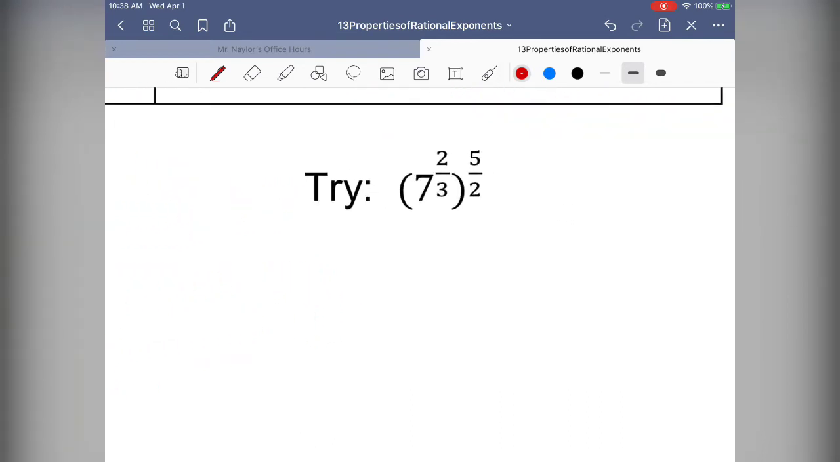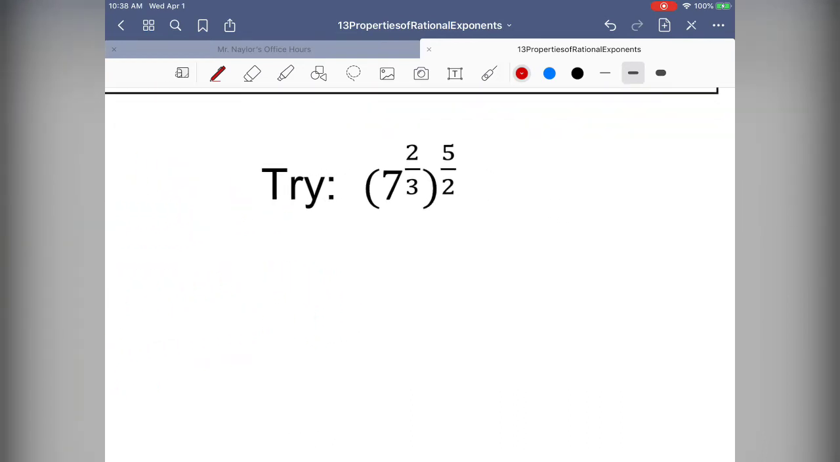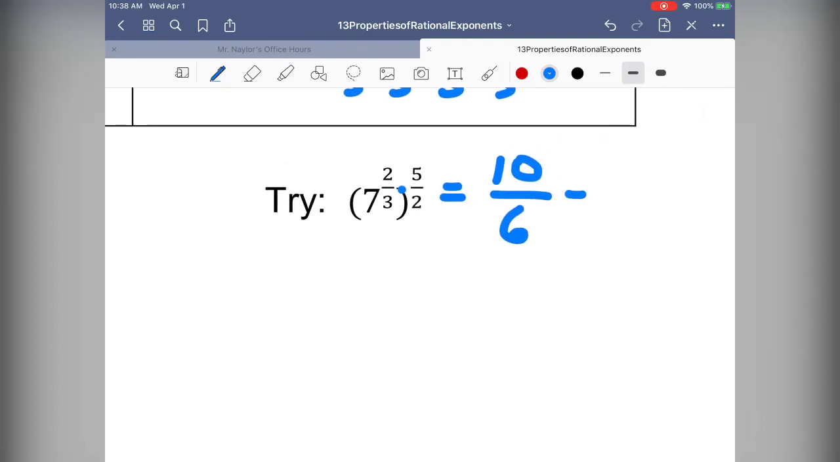All right, and this last one, it's a good example of a power of a power. In other words, 2 powers. What you're going to do is multiply those exponents. When you multiply the exponents, you get 2 times 5, which is 10. You get 3 times 2, which is 6. Now, 10 over 6, you might as well reduce that by 2's to be 5/3.